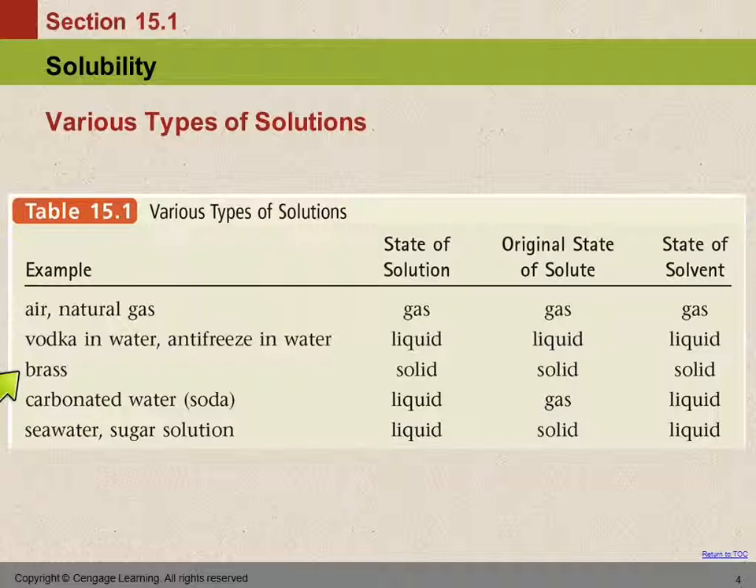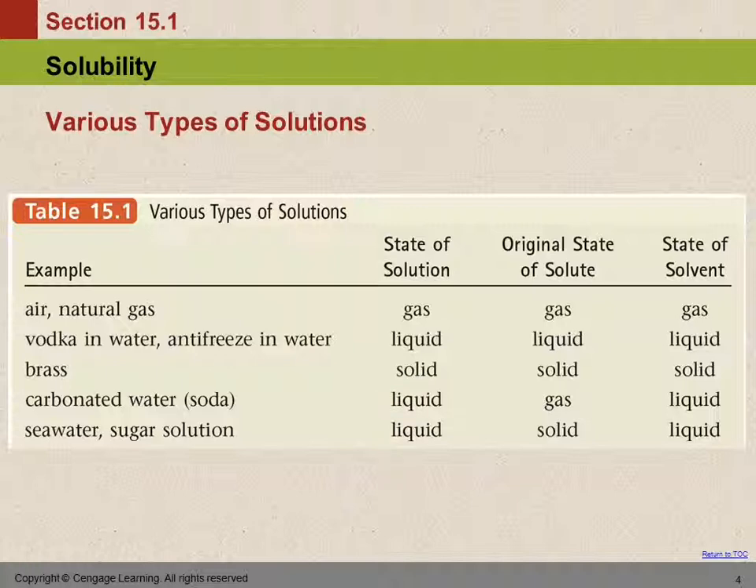We can also have solutions that are solids. Brass. Brass looks like an element. You think of a brass doorknob. It's a metal, but it's not on the periodic table, is it? There's copper and lead and some other familiar metals. Brass is a solution of different metals. It's a mixture, a homogeneous mixture of different metals. And so you can have solids dissolved in solids.